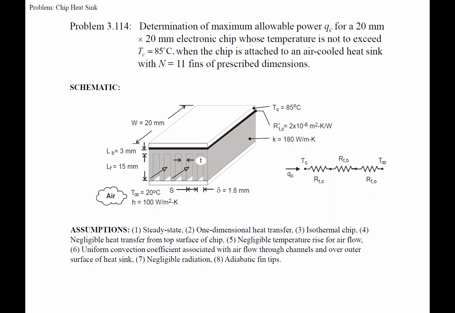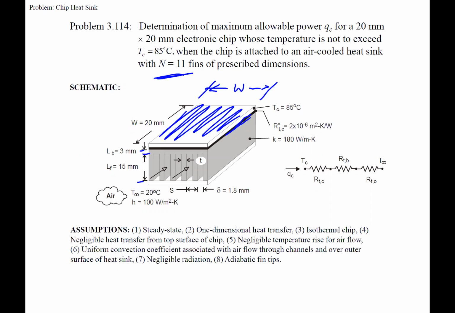So we have a width of 20, also this way, even though it doesn't look like it in the problem. The temperature of this chip right here is 85. There's a contact resistance between it and the heatsink. We have a thickness there of 3 millimeters from there to there, and then a length of 15. And then the others are the spacing and the number of fins. So we end up with 11 fins.